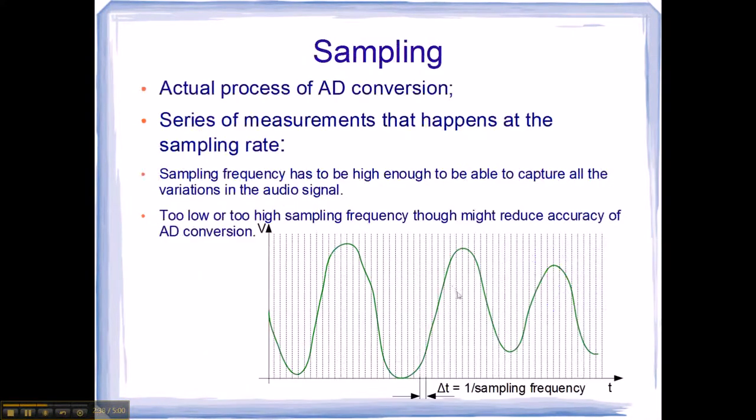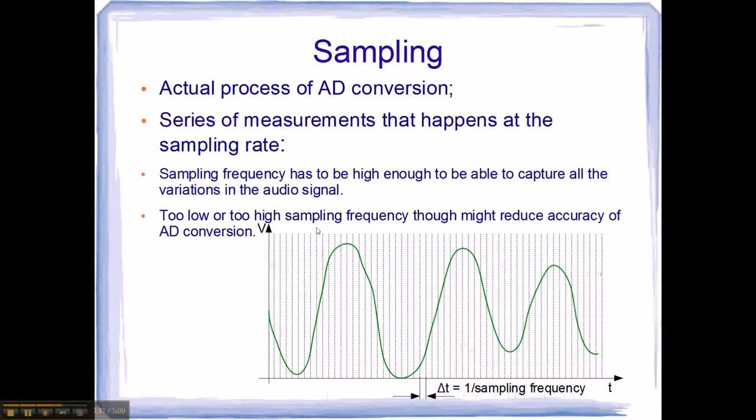Next, speaking about sampling in general, it's the actual process of analog to digital conversion. Sampling is a series of measurements that happens in real time at the given sample rate. The sampling frequency has to be high enough to capture all the variations in the incoming signal, so it would be really accurate. Here you can see an audio signal in green, and all these little measurements with the length of delta t, which is 1 divided by the sampling frequency. So if we have a sampling frequency of 44.1 kilohertz, then it measures 44,100 times per second.